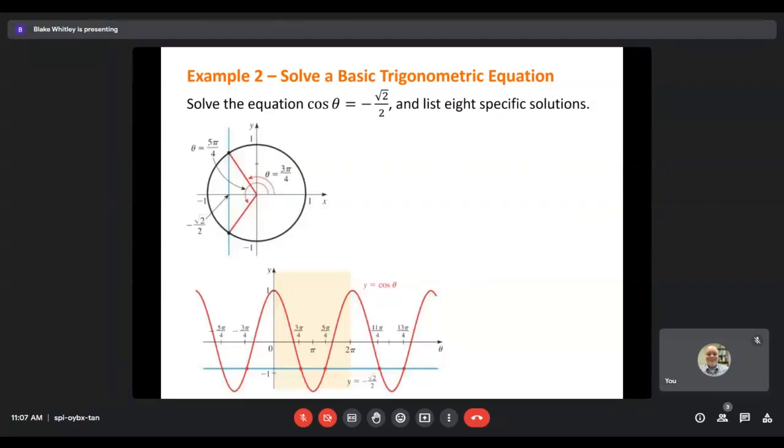And again, here they just give us the graph just to show us, right, that at 5 pi over 4 and 3 pi over 4, we would have that negative square root of 2 over 2. And again, because cosine is periodic, it's going to hit that value an infinite number of times, which is why we need that plus 2 pi k.